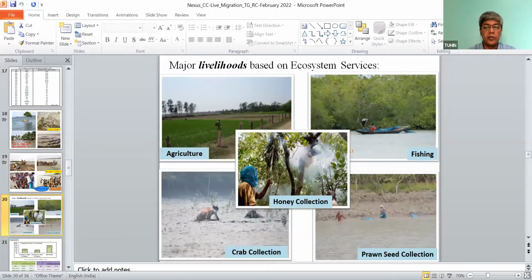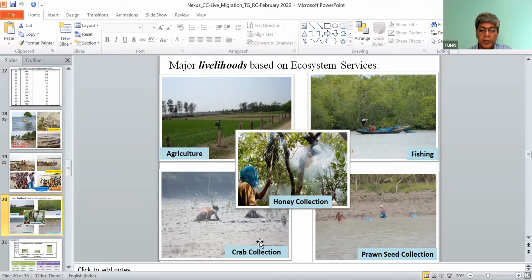Now we are approaching the ecosystem services. The major livelihoods based on the ecosystem services are basically agriculture. Earlier it was monocropping. Now in some places we are getting 2 crops, and in a few places we are getting 3 crops also. So agriculture is a traditional practice, and people used to have some riverine fishing within the river system.